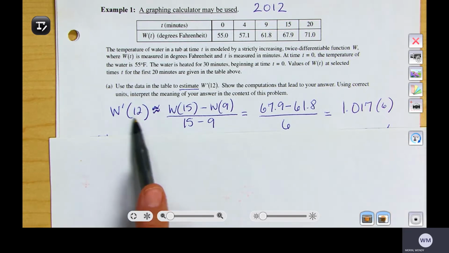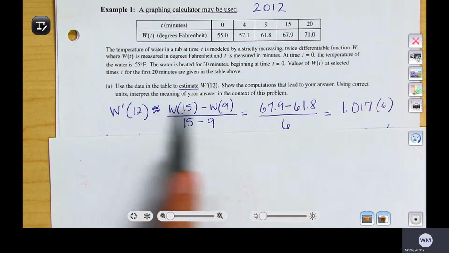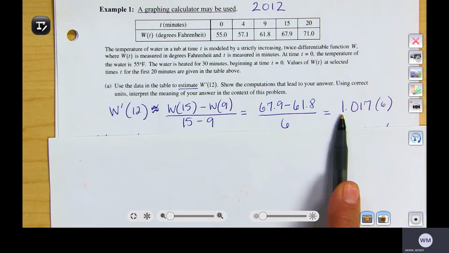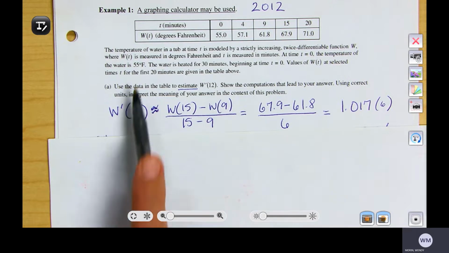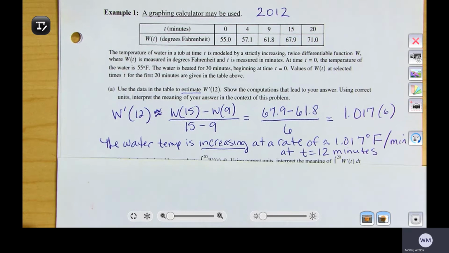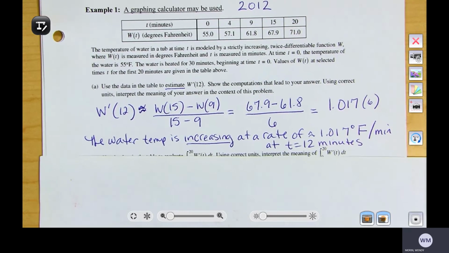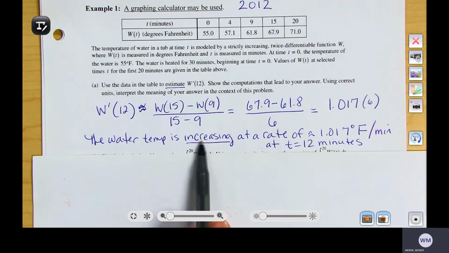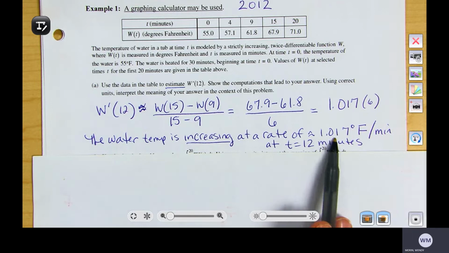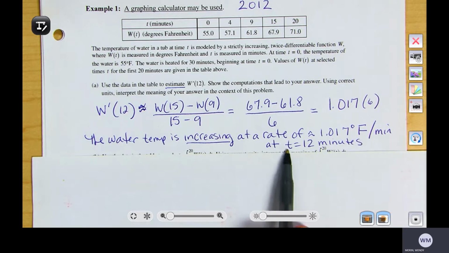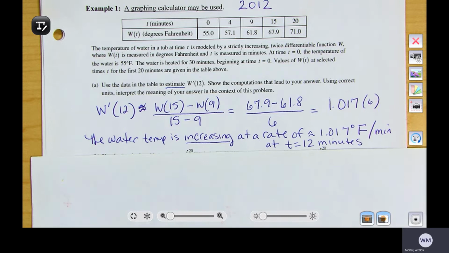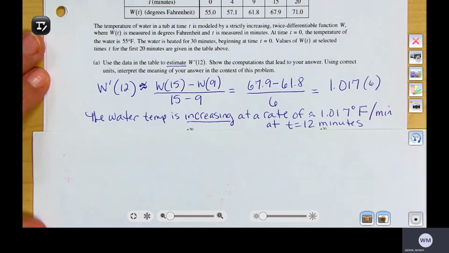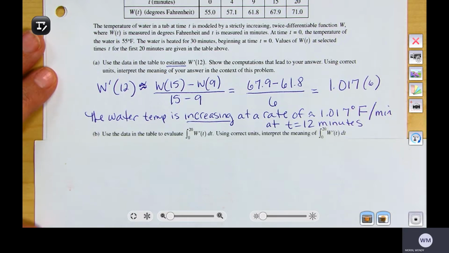So what does that mean? What does the first derivative at 12 represent in the context of this problem? Well, if your first derivative is positive, that means the water temperature is increasing, not the rate increasing, but the water temperature is increasing at a rate of 1.017 degrees Fahrenheit per minute at t equals 12 minutes. Okay? So we've done that.